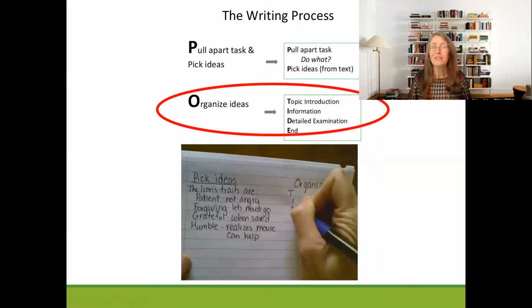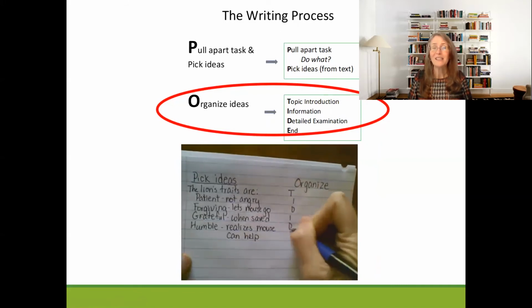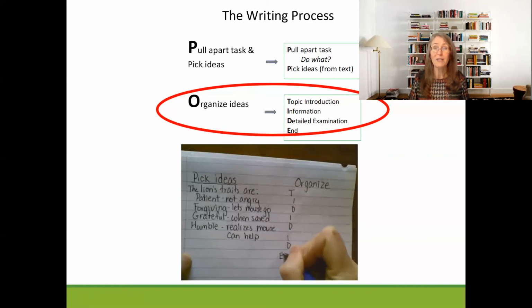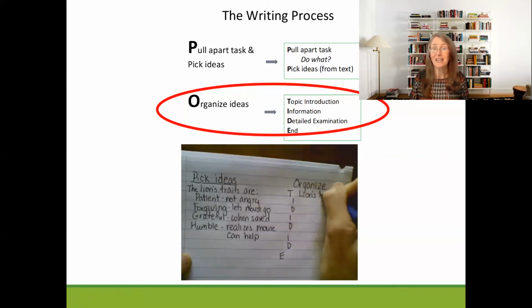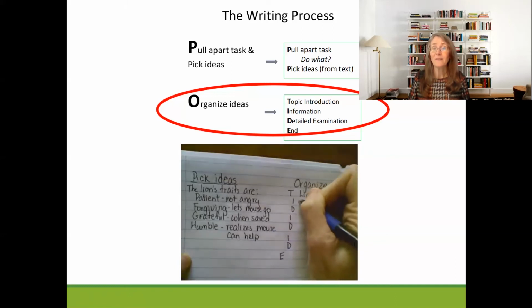A lot of kids write T-I-D-I-D-E. You can write this in many different ways, but basically what you're going to include in any paragraph or any essay is a topic, information, detailed analysis, and an ending. So the topic here is the lion's traits. And the information would be, for the first one, we're going to write about how he was forgiving. And give an example of that.